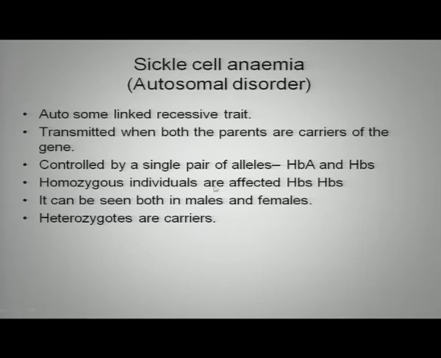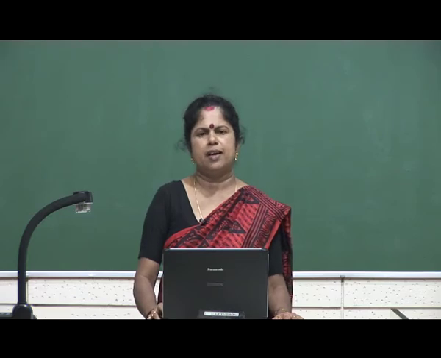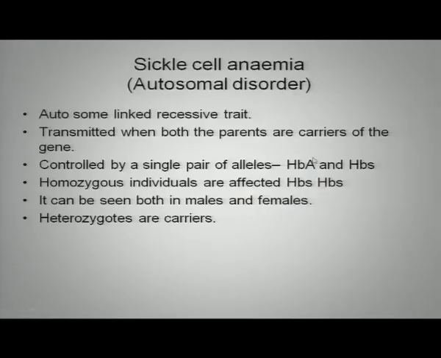Homozygous individuals, that means HbS HbS, are the affected individuals. They are having sickle cell anemia. It can be seen in both males as well as in females because it is an autosomal linked character. Here also the heterozygotes are the carriers. They have HbA allele for normal hemoglobin and HbS allele for sickle cell hemoglobin.